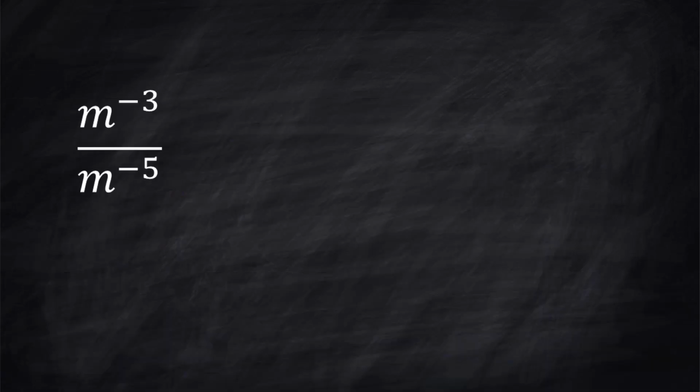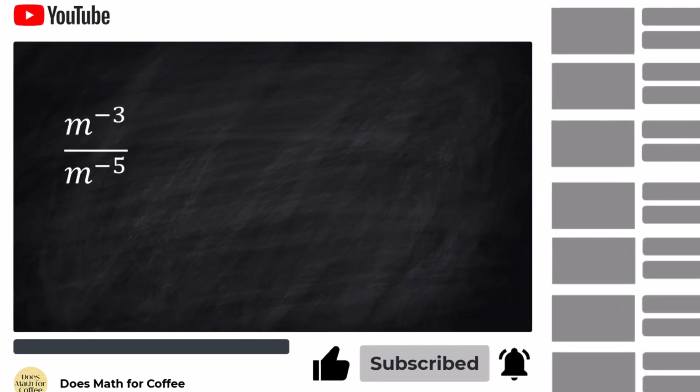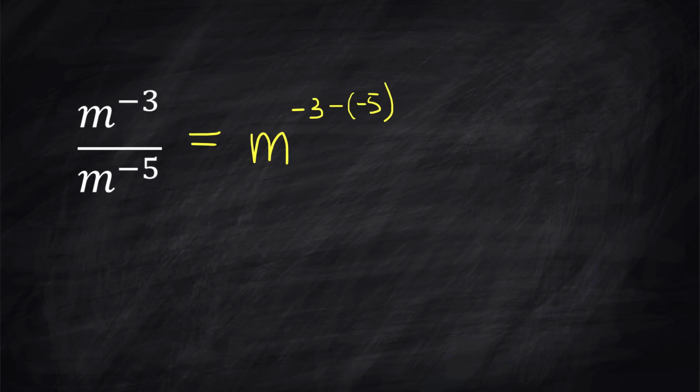We have m to the negative 3rd divided by m to the negative 5th. There's actually 2 ways to do this, or at least 2 ways I thought of. Starting out with just using the shortcut, we have m to the negative 3 minus negative 5. It's important that you're careful with those double negatives in the middle because that makes a big difference to the answer. We end up with m to the negative 3 plus 5, which equals m squared.